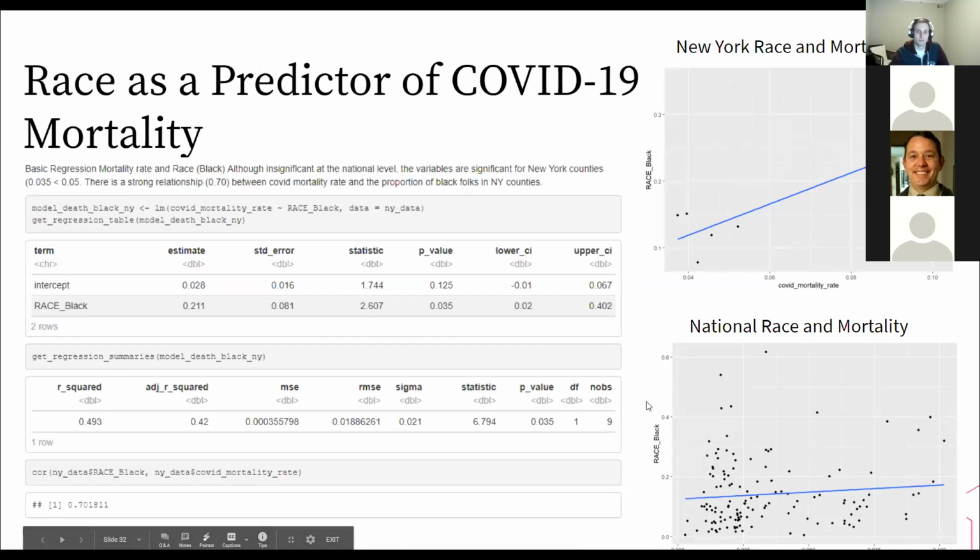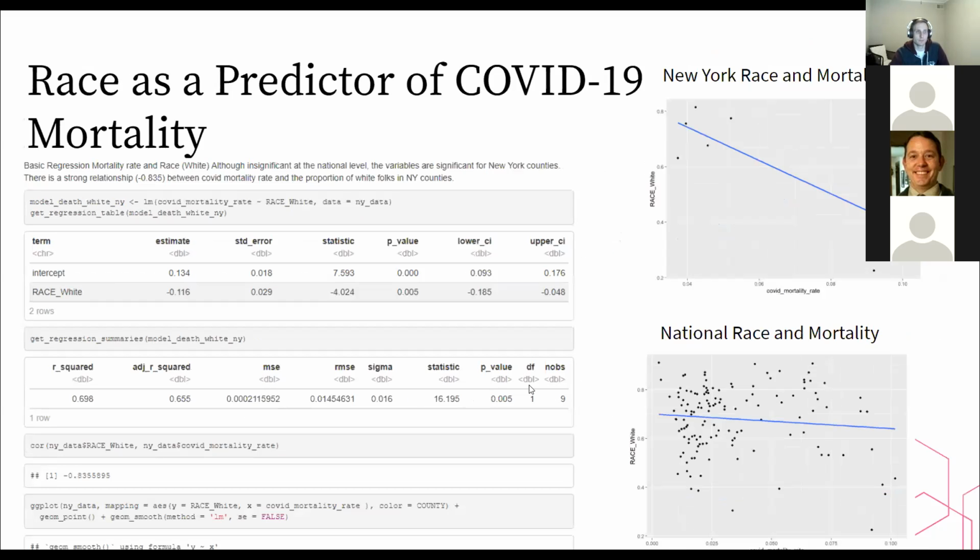Moving on, race is a predictor of COVID-19 mortality. This is the national scatter plot of the proportion of the population that is Black and the mortality rate. So it's insignificant. What we found is the relationship was insignificant at the national level, but the variables are significant for New York counties. And there's a strong relationship between COVID mortality rate and the proportion of Black folks in New York counties.